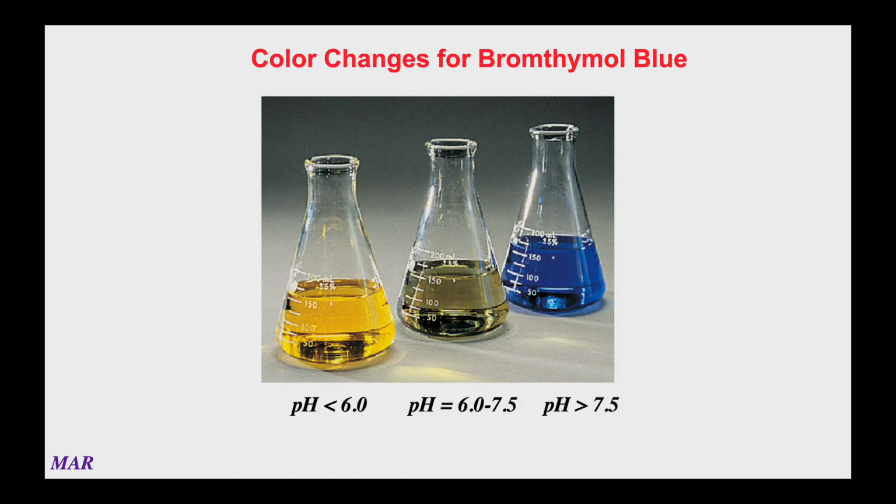At a pH of less than 6, they're kind of yellow. At a pH greater than 7.5, they're kind of blue. And in that middle range, it can be kind of a mixture, like blue and green together. Blue and yellow together is kind of a green color. That's kind of what it looks like. This isn't the best picture of all time, but hopefully you get the idea.